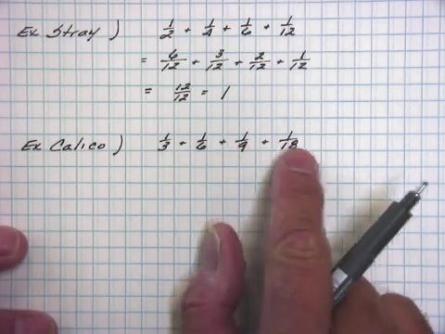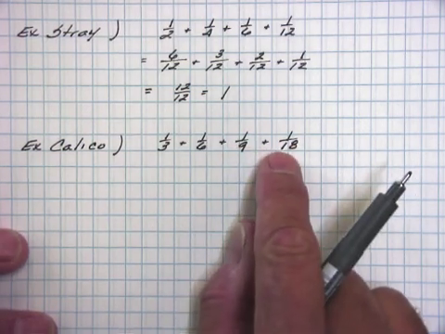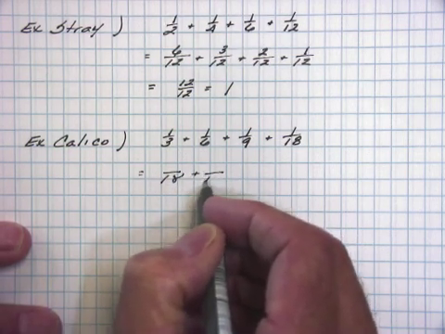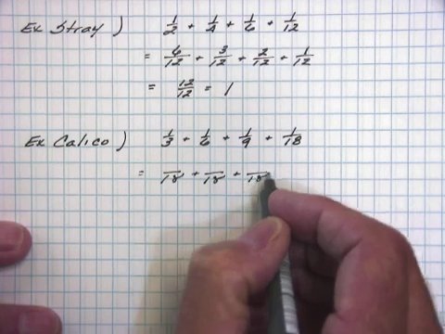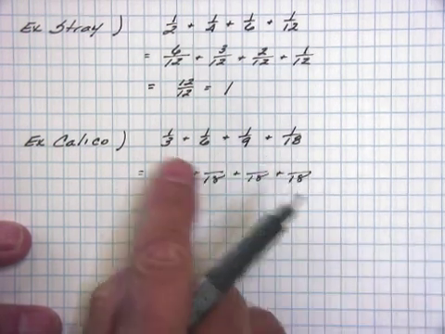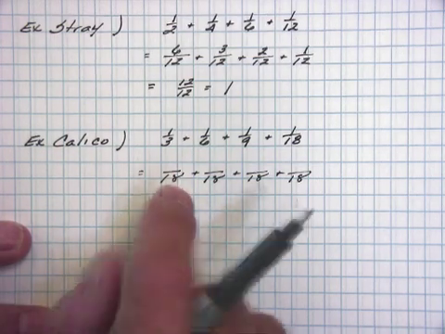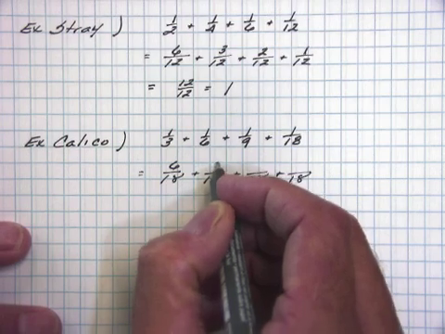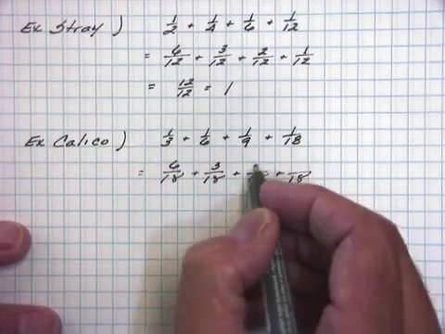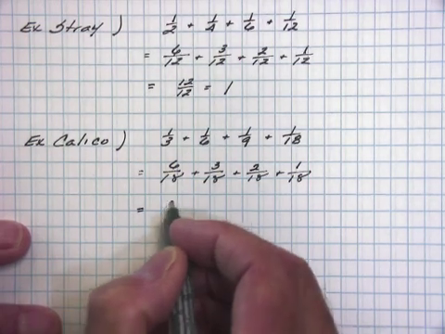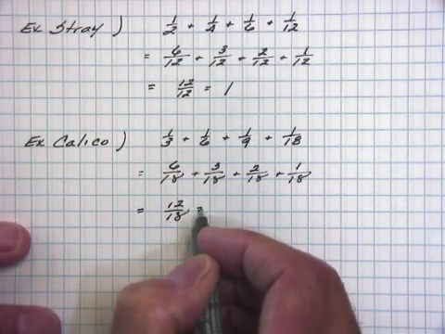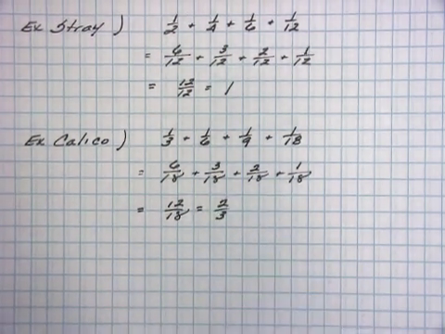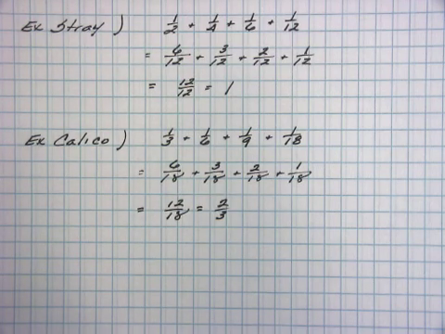Okay, let's do another one. 1/3 plus 1/6 plus 1/9 plus 1/18. Now, our least common denominator is 18, so I'm going to have something over 18 plus something over 18 plus something over 18 plus something over 18. 3 times 6 is 18, so that'll be 6. 6 times 3 is 18, so that'll be 3. 9 times 2 is 18, so this will be 2, and this stays 1. Add them up, and we get 12 over 18. Those are both divisible by 6, and so we get 2 over 3.